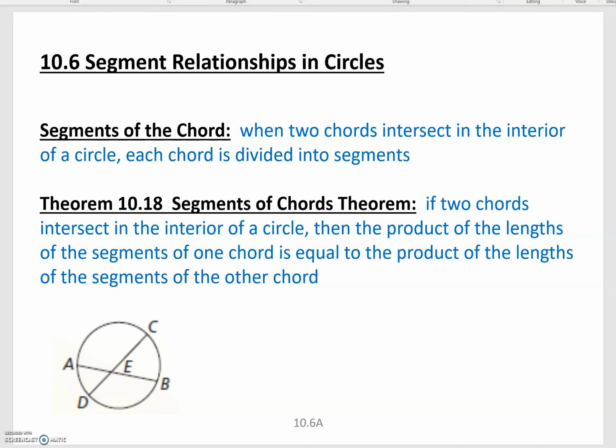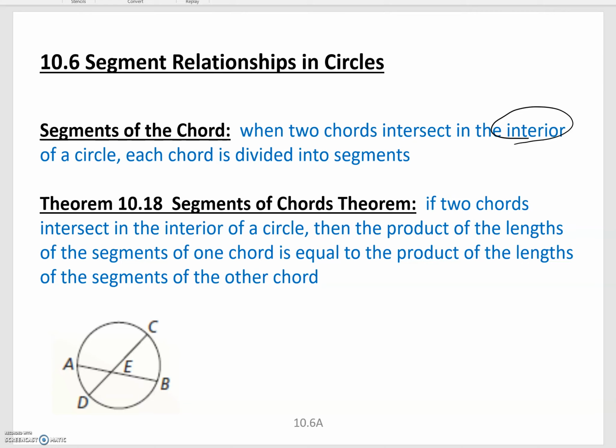So segments of a chord are what we're going to focus on, which is when two chords intersect in the interior of a circle, and each chord is divided into segments. So notice the diagram below. Okay, we have two chords intersecting each other, and therefore I have multiple segments that are created.